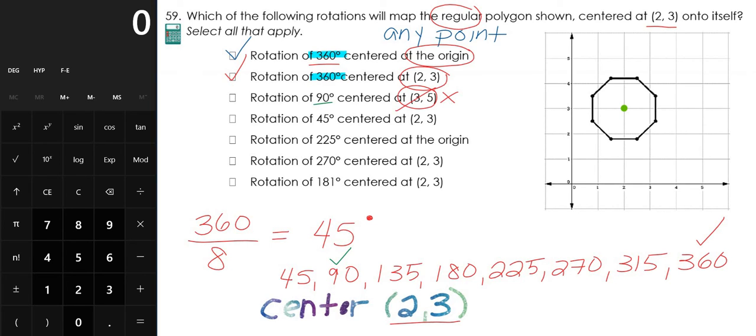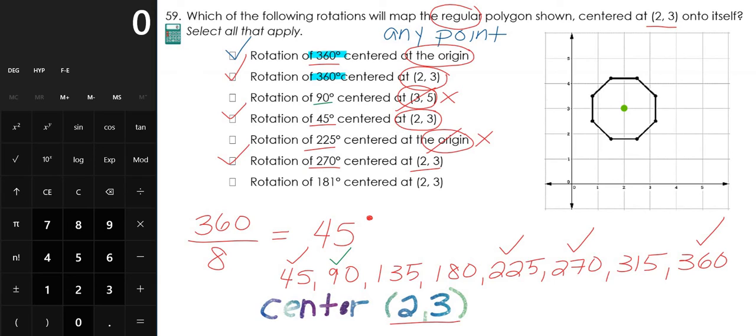Next one, a rotation of 45 degrees. Yep, 45 is on my list. That's actually the smallest amount that you can rotate. And they have us rotating around 2, 3. Perfect. That will work. Next one, a rotation of 225. Let's check if that's on our list. Absolutely, it's on our list. But centered at the origin. No. If it's any number other than 360, it has to be around the center 2, 3, the center of the polygon. So no. Next one, a rotation of 270. Yes, that's on our list. Centered at 2, 3. Perfect.